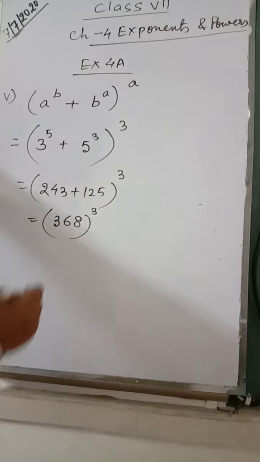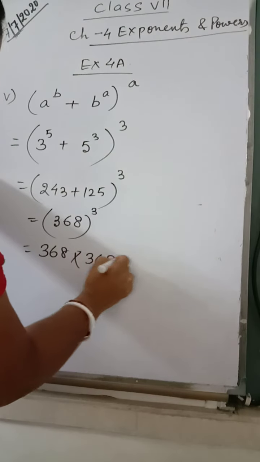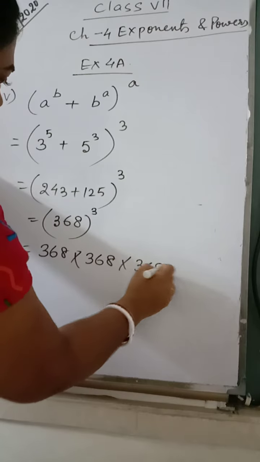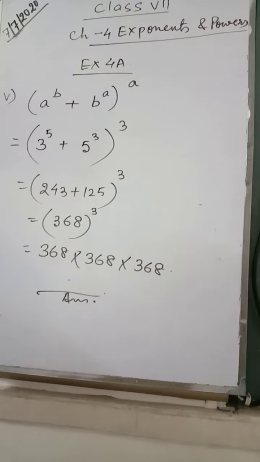Finally, the answer: 368 into 368 into 368. Solve and write your answer. What will it be? That you have to write. Multiply and write. For today, only 3 and 4.